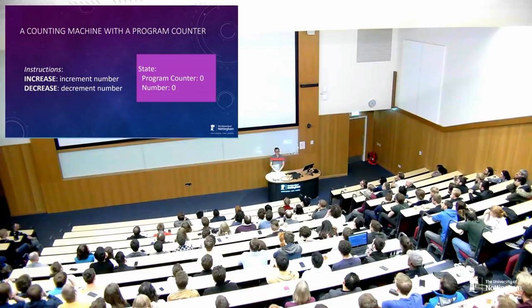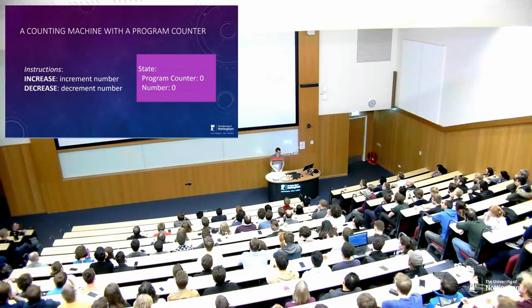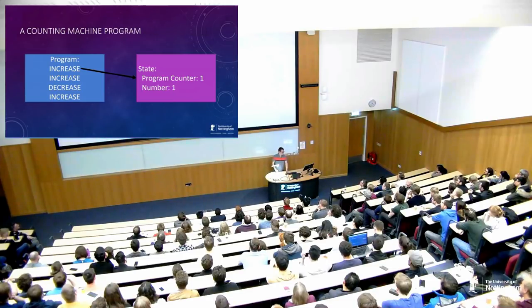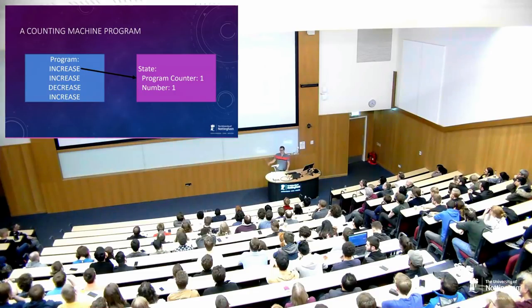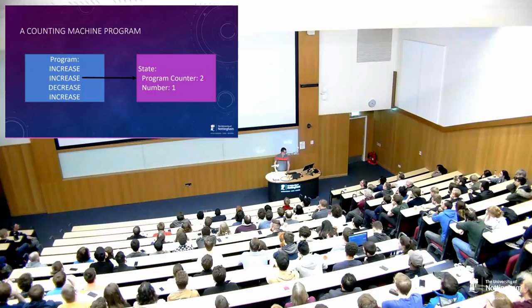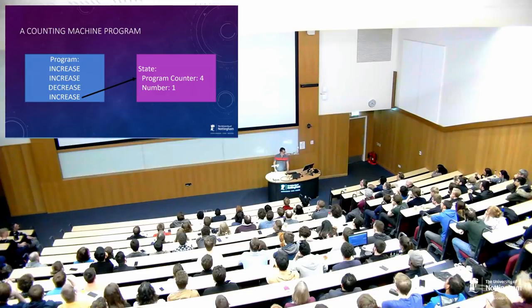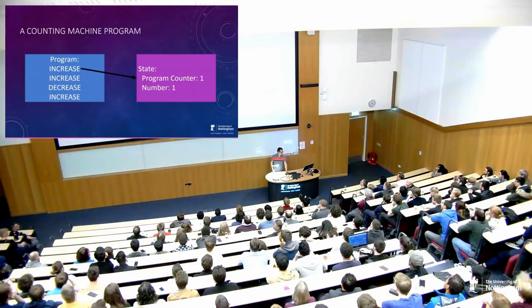So a program counter is an additional piece of state that just says, where are we in this program? When we run the program again, we see that we executed the first instruction, and we've gone one instruction in. We've executed another instruction, and we've gone one in. The number is not changing, and it should be changing, kind of like in the last slides. But the main point is that the program counter itself is increasing as we go up and down through instructions.